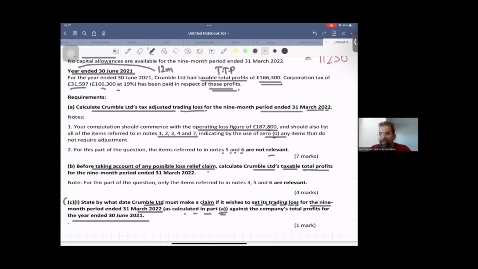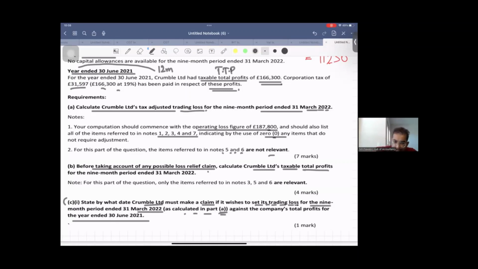And my dear student, look at here. For companies, if I want to do current year set off and carry back, the limit is 2 years from the end of the loss making period. I hope you remember you did the corporation tax. Let me recall you. There is a question which I teach in class, Half-Life Limited. Remember, in that question, I introduced you to these dates.